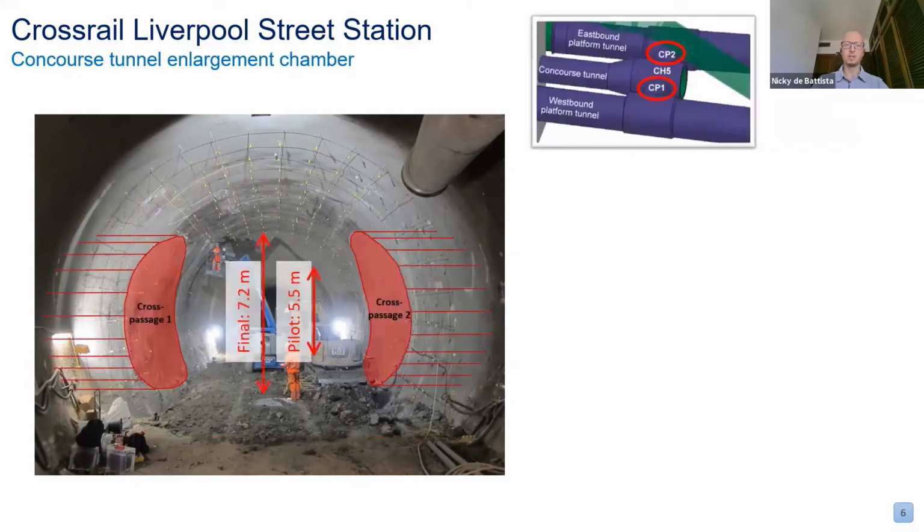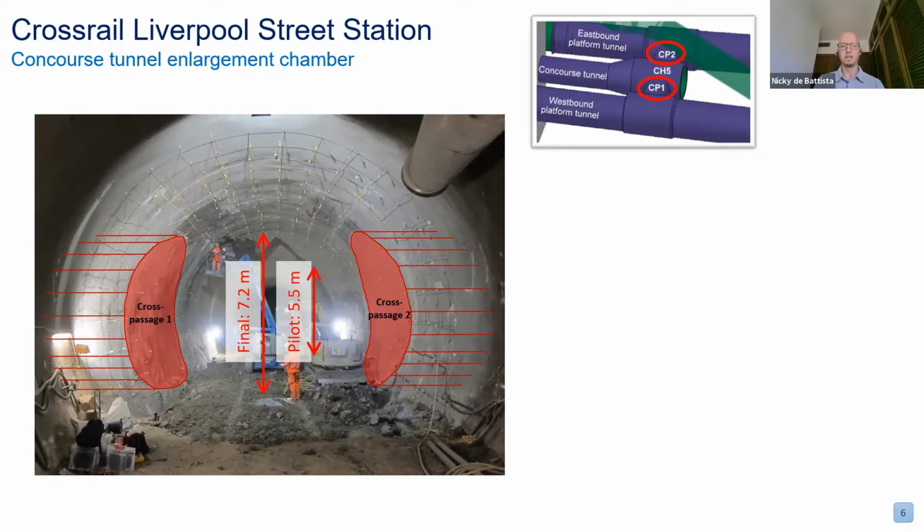Those are the 2 cross passages which will eventually link the Concourse Tunnel to the eastbound and westbound platform tunnels. I say eventually, obviously now they're linked, but when this photo was taken during the instrumentation, they hadn't been yet excavated. And these cross passages are excavated in two phases.